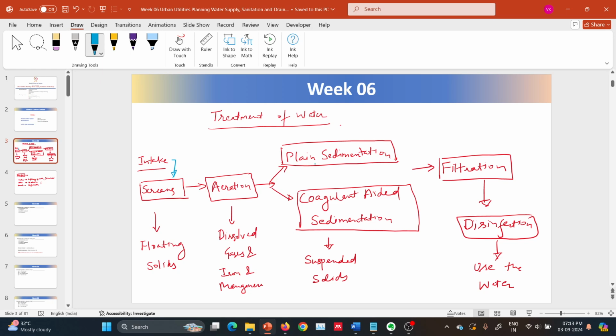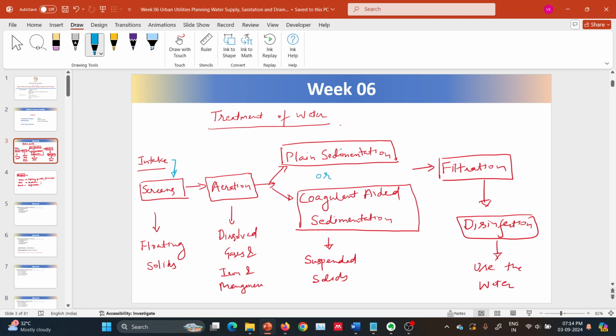After aeration, we can either go for plain sedimentation or for coagulant aided sedimentation. In coagulant aided sedimentation, we add coagulants, which help the particles to agglomerate. Particles come in contact with each other and make a floc, and then they settle in the sedimentation tank. While in plain sedimentation, a tank is provided without any chemicals, so the particles settle in a discrete manner and do not affect each other. They settle at the bottom, and from the bottom the sludge is removed.